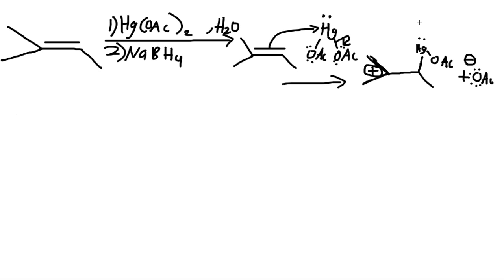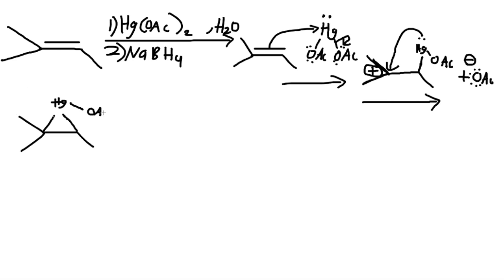Now from this we have mercury, with this lone pair going to attack that carbon. This would give us a result of forming a cyclic ion, right? So both of these carbons are connected to the mercury, right? Mercury is still connected to that acetate, and it has a positive charge. We still have that acetate on the other side, with a negative charge.